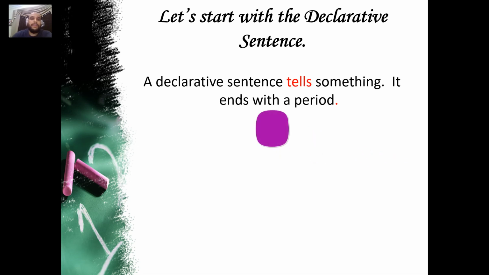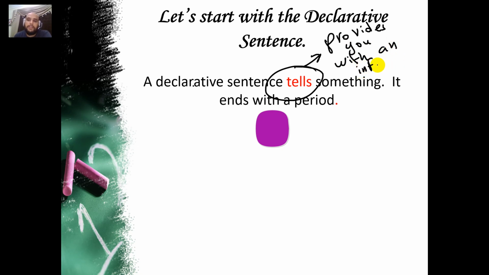So let's start with the declarative sentence. A declarative sentence tells something, it ends with a period. It tells something. That's the most important word here. It means provides you with an information or with a piece of information, okay? With an information, I'd like to say with a piece, it's better, okay? With a piece of information, okay?